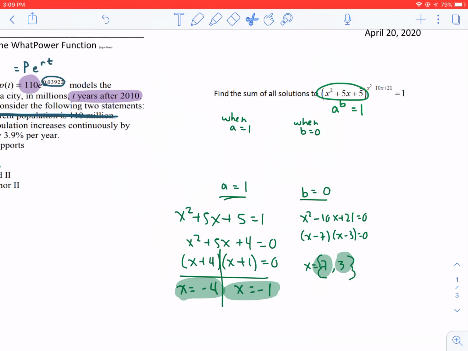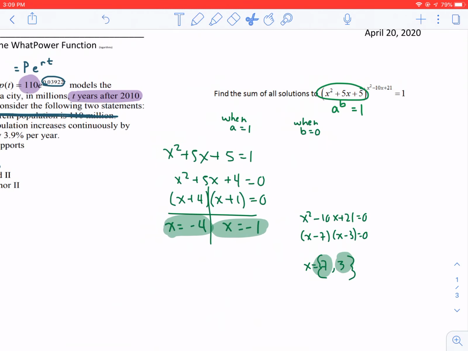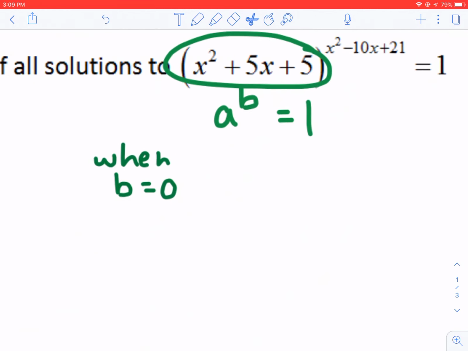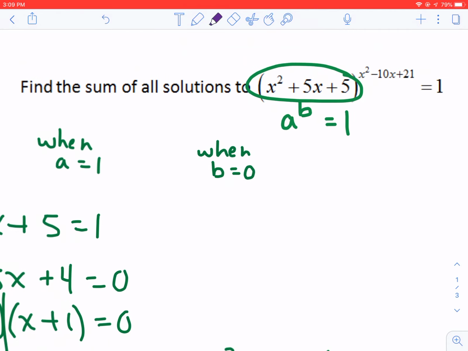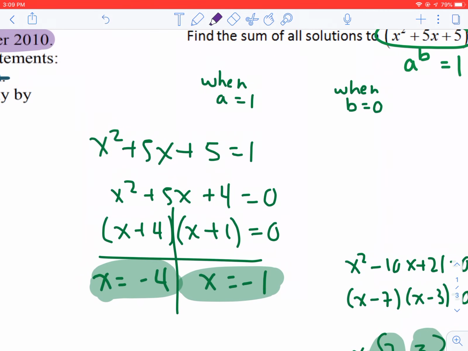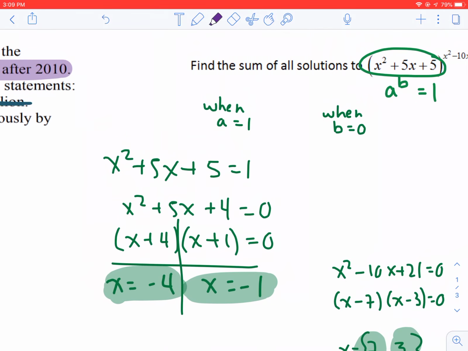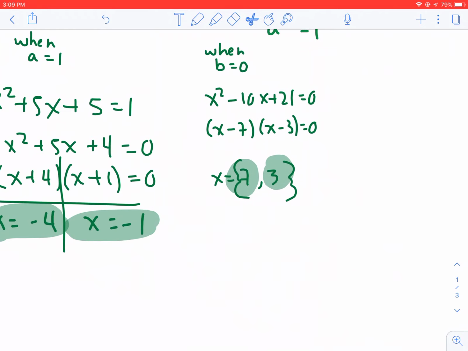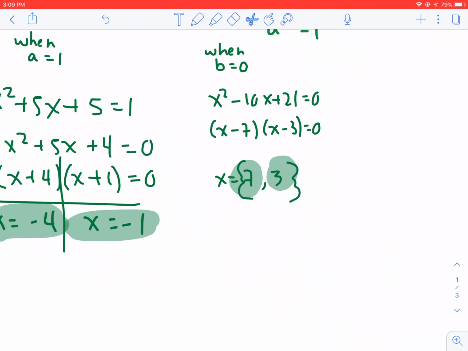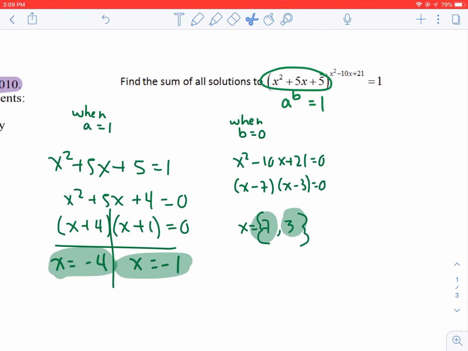So when a is equal to 1, I'm going to set my a, which is the base, x squared plus 5x plus 5, equal to 1, and solving for that, we get solutions of -4 and -1. When b is equal to 0, we're going to set our exponent, x squared minus 10x plus 21, equal to 0, and then we get those two solutions of 7 and 3.